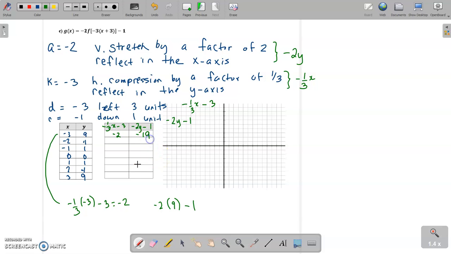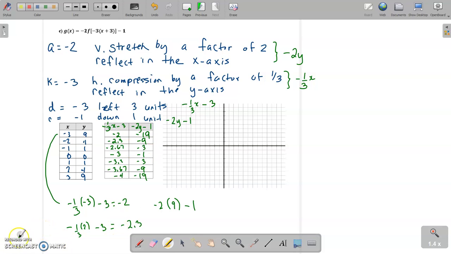And then here, the -2 value, so let's say -1/3 times 2 minus 3. That would give us -7/3, or if I just round it, -2.3. And then 4 times -2 is -8, minus 1 is -9. So pause the video and fill in the rest of the values.